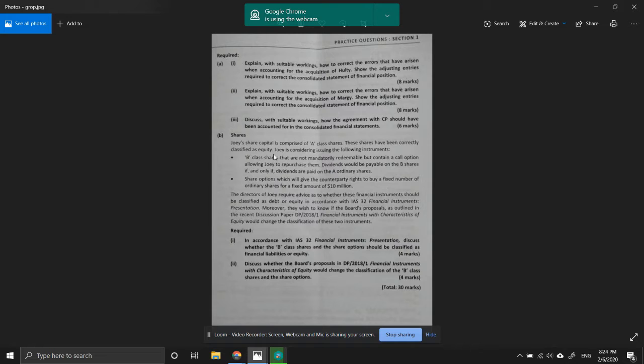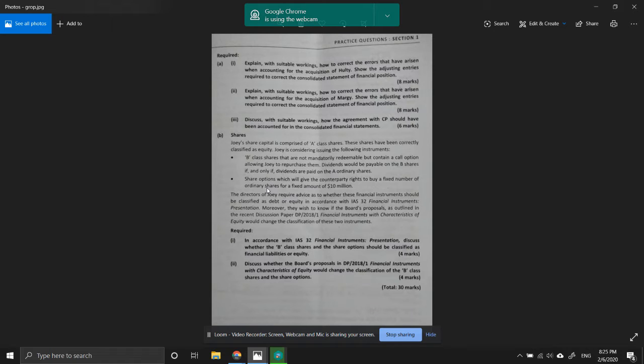Zoe is considering issuing the following instruments: B class shares that are not mandatorily redeemable, so you don't have to give any equity. It's not mandatory, but can contain a call option allowing Zoe to repurchase them. Dividends would be payable on the B shares if and only if dividends are paid on A ordinary shares. So there is no mandatory obligation to pay, and it's not redeemable into equity.